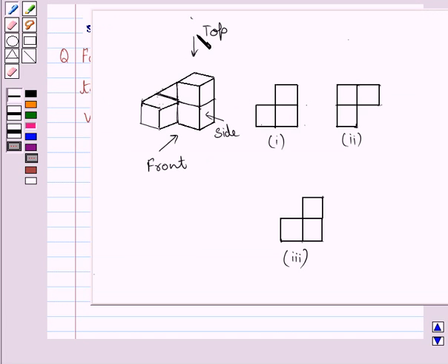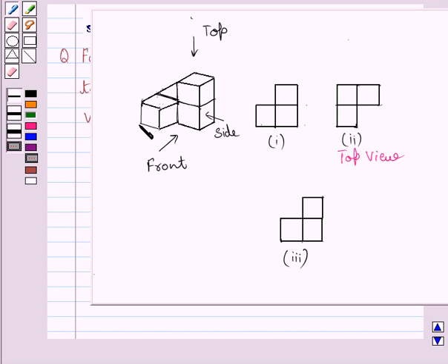Now, if you see this solid from the top, then you are able to see this square and this square. So, this is the top view of the given solid. Clearly you can see, these two squares represent the top view of these two squares and this square is the top view of this square.